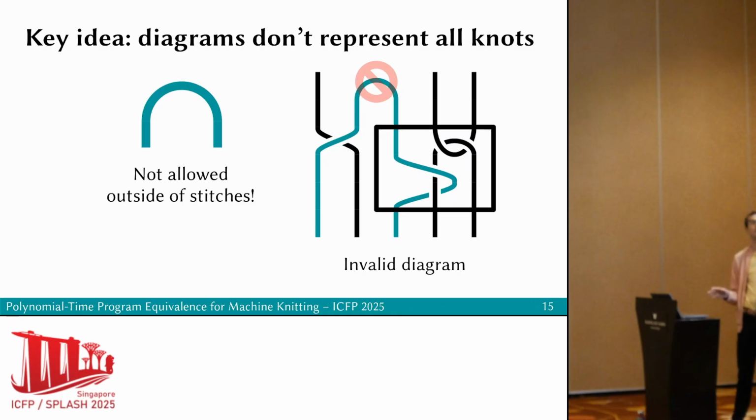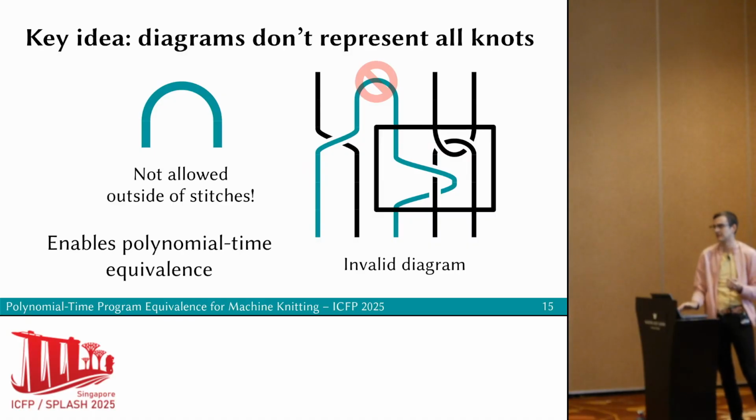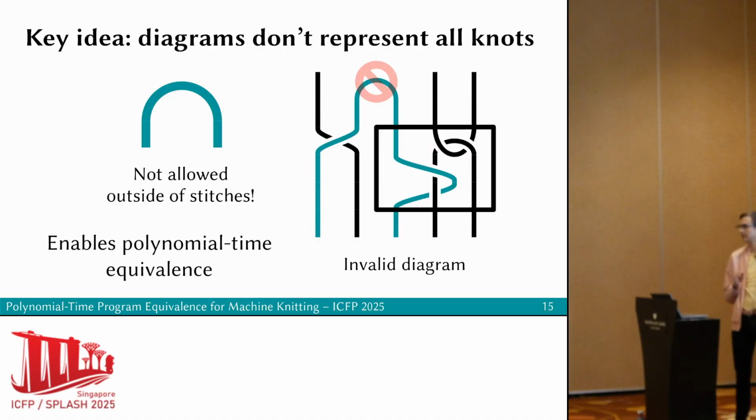Now, our semantics don't represent all knots. Knitting machines don't allow yarns to turn around and change direction outside of the stitches. So this restriction is what's allowing our program equivalence to run in polynomial time as opposed to general knot equivalence.